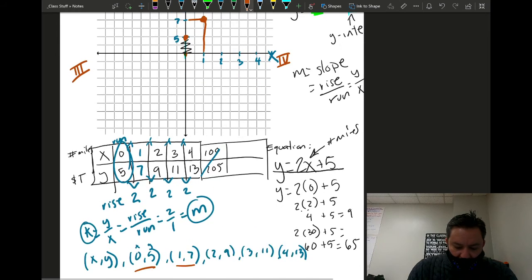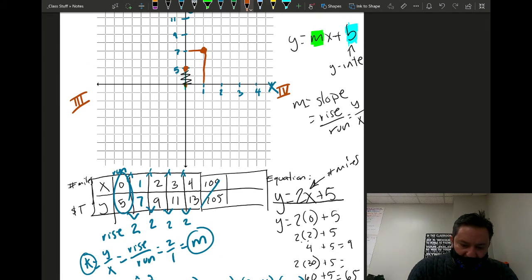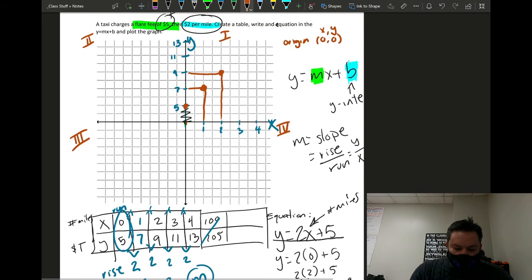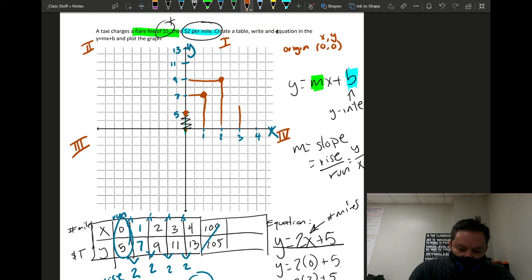The next one is 2, 9. So the 2 is the x. I'm gonna go up until I reach 9. 9 over, and that's where it intersects, that's where I'm gonna put in my dot. Next one is gonna be 3 and 11. I'm gonna go from 3 all the way up to 11. 11 all the way down to 3. Put in a dot. 4 up all the way to 13. 13 all the way to 4, and right there.